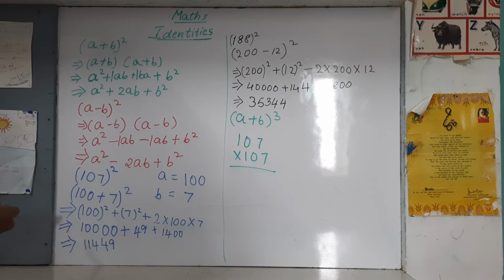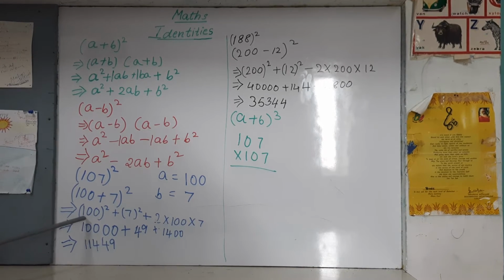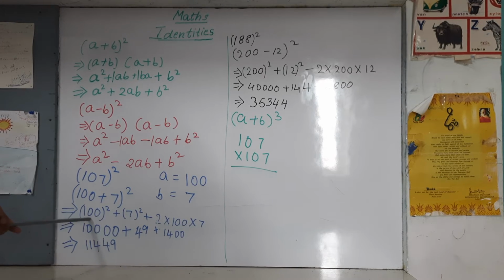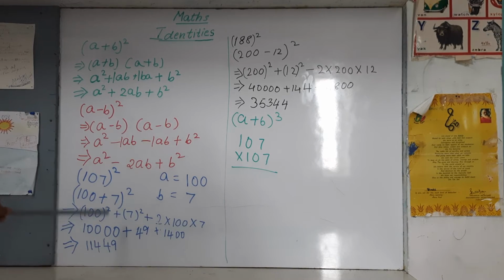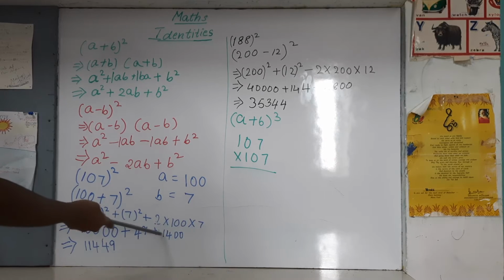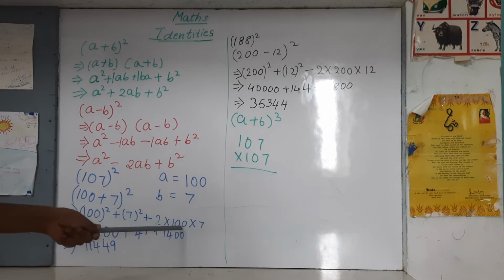You can easily calculate 100 square. 1 square is only 1, then you have to put the zeros: 2 zeros into 2 zeros, so it is 4 zeros. 7 sevens, you know, are 49. And 2 into 100 into 7 is also easy, because 2 sevens are 14, and add 2 zeros.